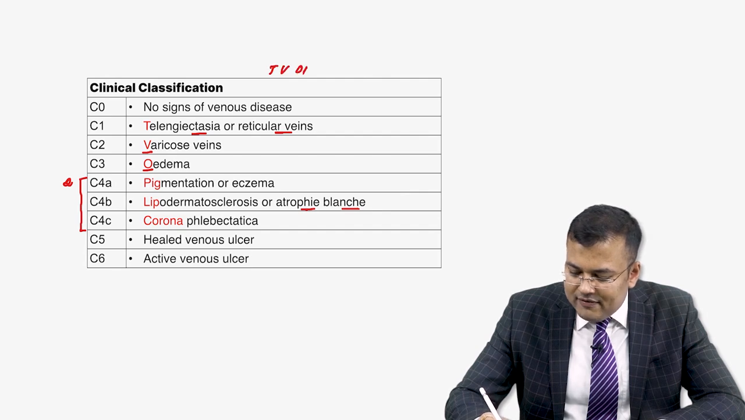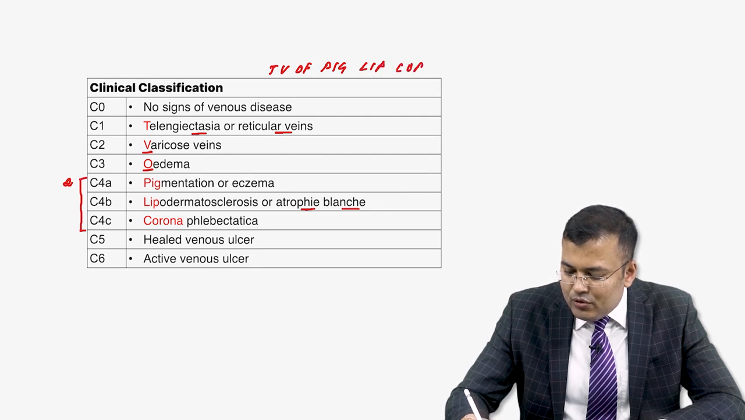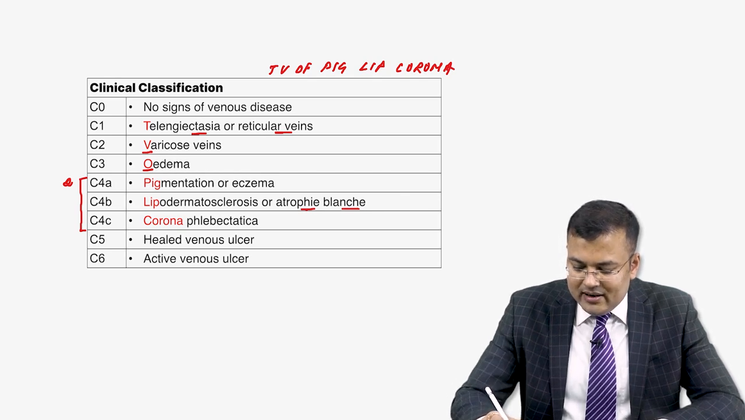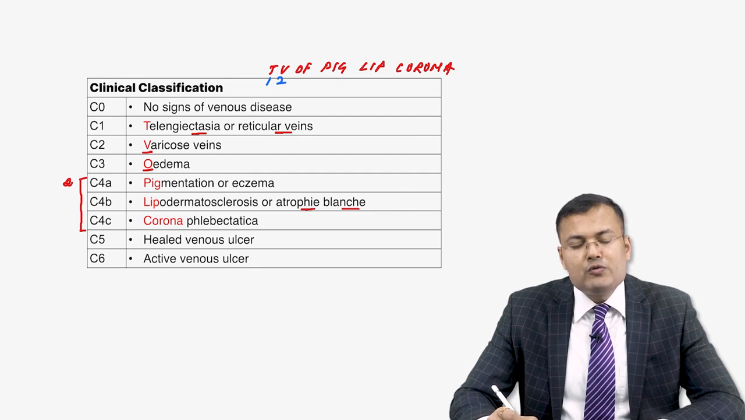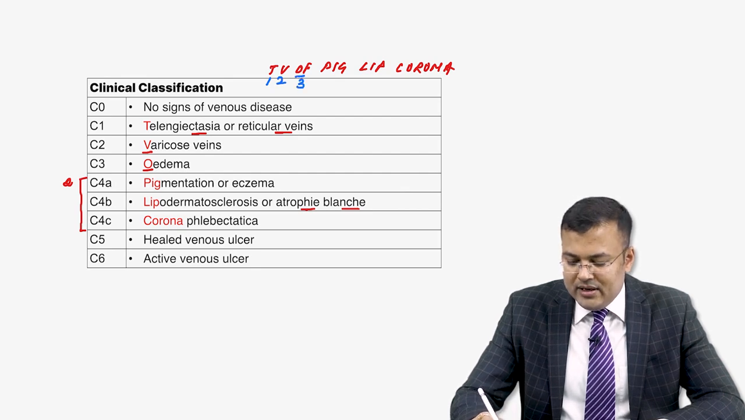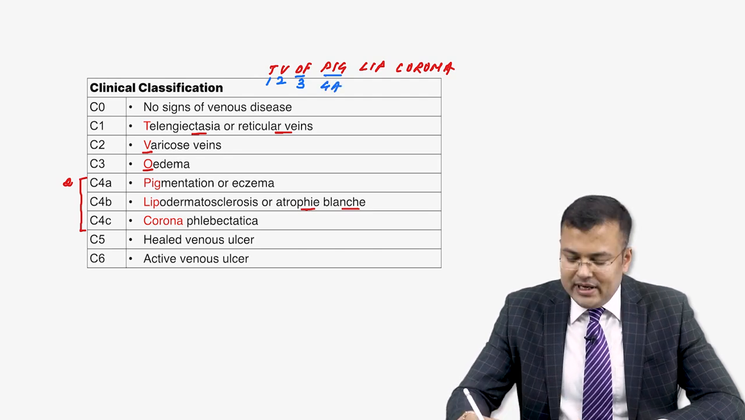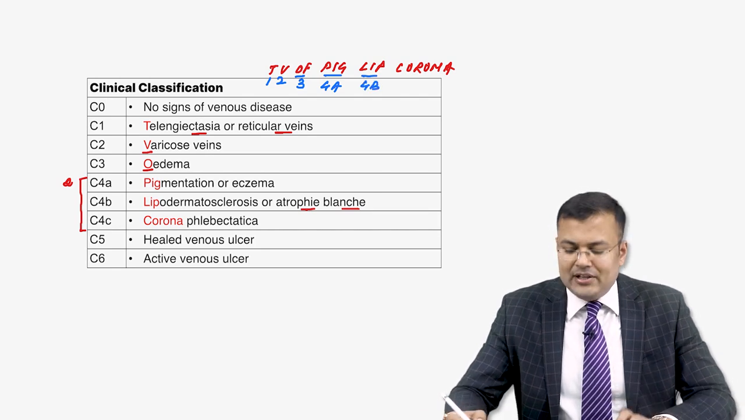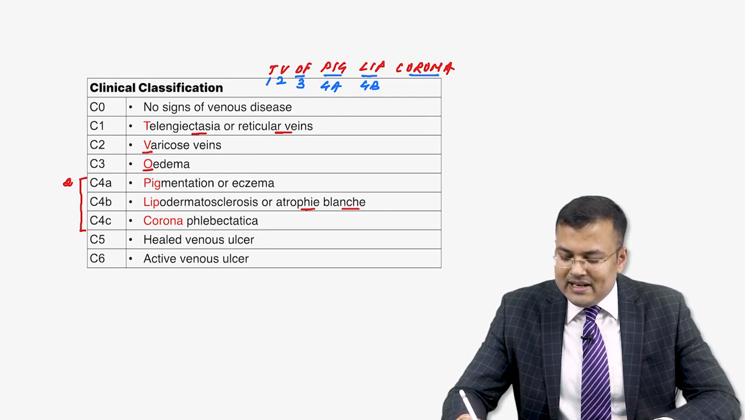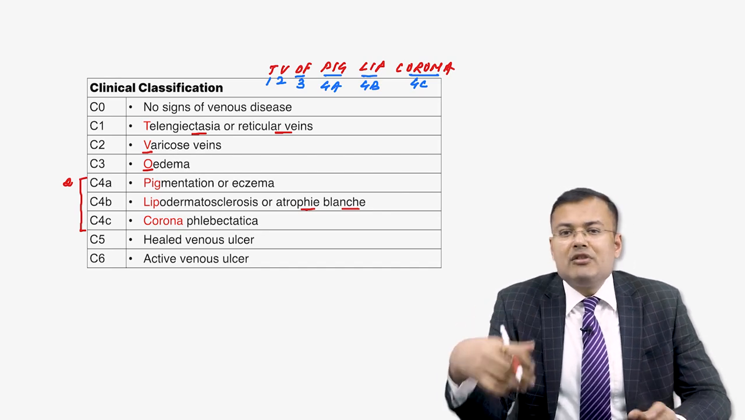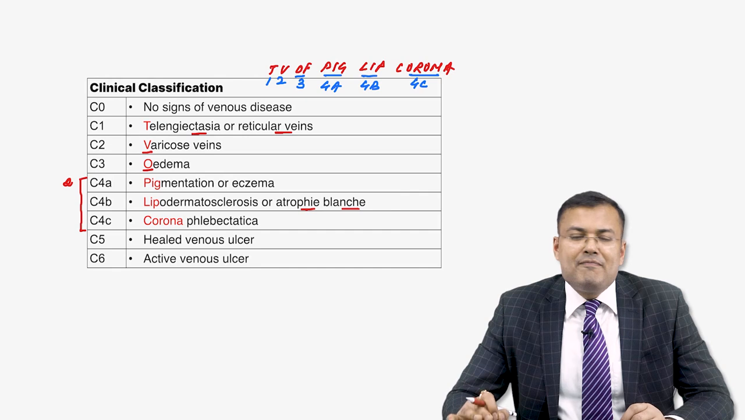TV of pig lip corona. T, telangiectasia, it is 1. V, varicose vein, 2. O, edema, 3. Pig, pigmentation or eczema, 4A. Lip, lipodermatosclerosis or atrophie blanche, 4B. And corona, corona phlebectatica, that is 4C. So guys, you have to remember this is a potential question.